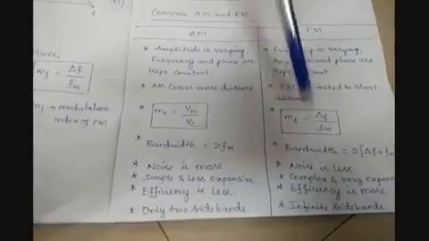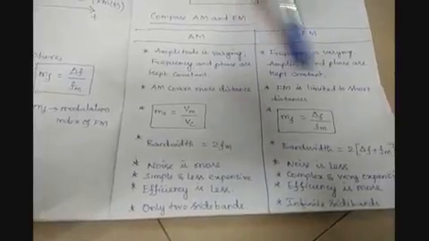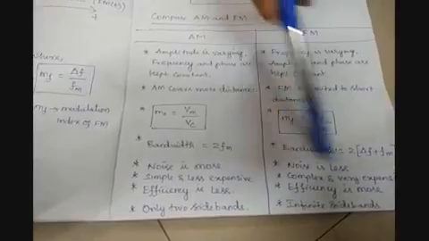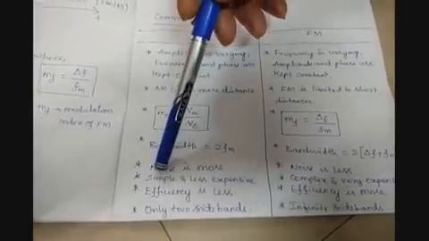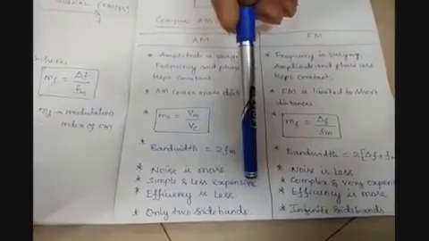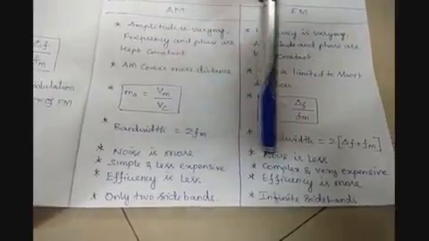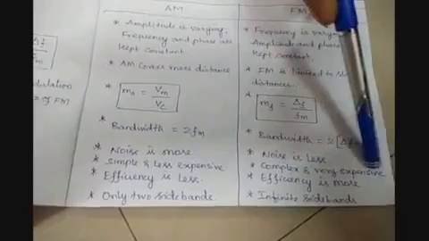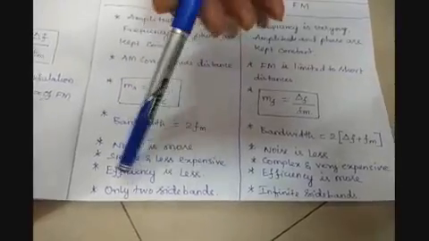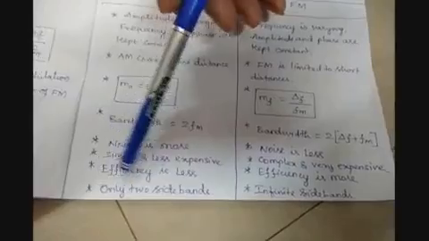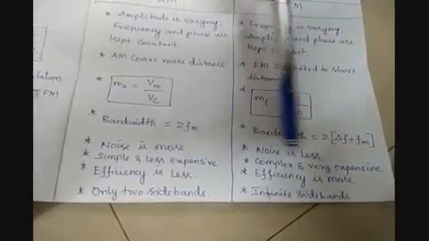See why in FM noise immunity is more. The reason is here amplitude is constant, right? So we can remove the noise easily compared with AM. And next point is simple and less expensive. See, AM circuits are very simple and less expensive, and here FM circuits are complex and very expensive. Efficiency is less. See, noise is more means automatically efficiency will reduce. So that's why in AM efficiency is less, here efficiency is more. The reason is noise is less.